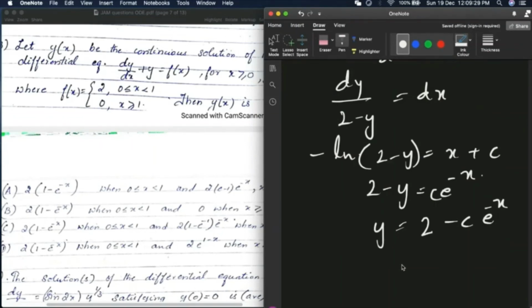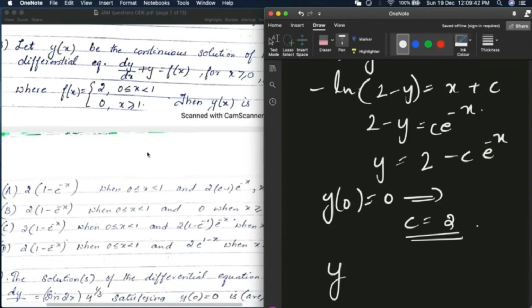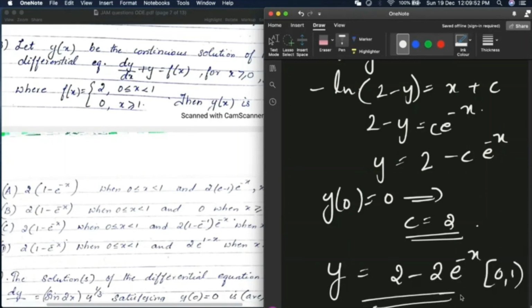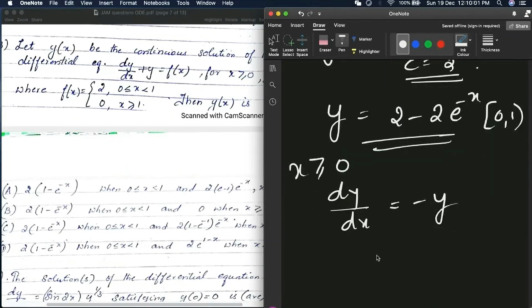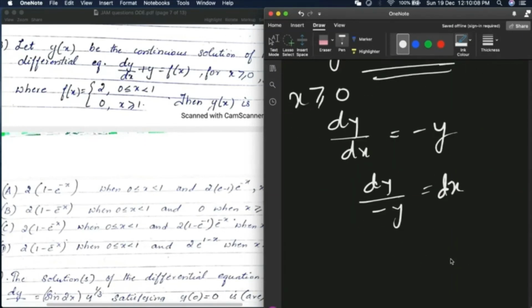Given the condition y of 0 is equal to 0, your solution in the first interval is 2 minus 2 e raised to minus x, in the interval 0 to 1. Now in the second case, it is dy by dx is equal to minus y for x greater than or equal to 1. So it is variable separable only. So it is log of y is equal to minus x plus c.